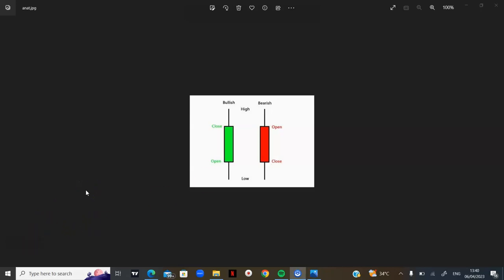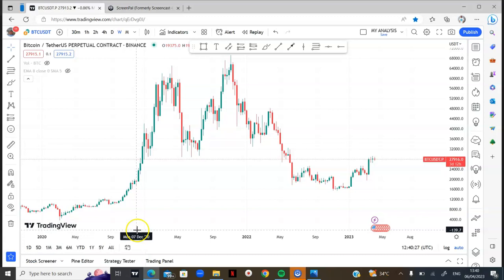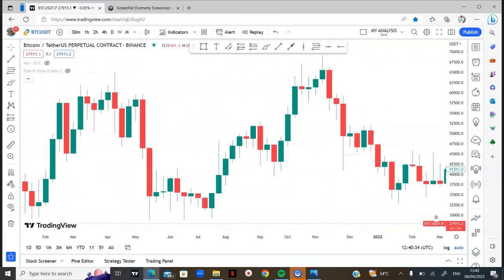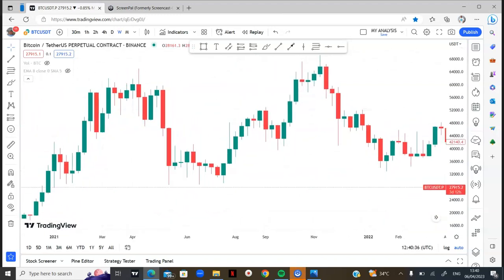So now let's go into our charts and identify all this. So guys, this is a chart of BTC USDT on a weekly time frame. You can see we have a lot of candles. So let's just identify some of these candles. You can see this red candle is a bearish candle. And where is the opening price? Where is the closing price?